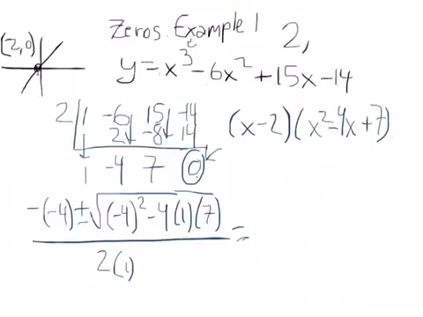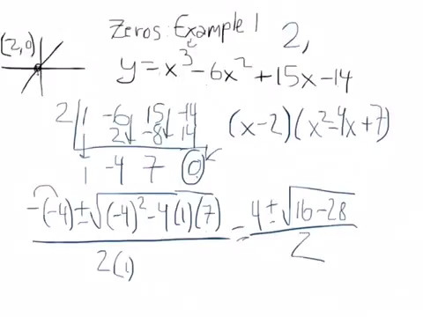Now I'll do a little bit of arithmetic. Negative negative 4 is positive 4. Plus or minus. Negative 4 squared is positive 16. 4 times 7 is 28, so minus 28. And that's over 2. I'll keep going from there. That's going to be 4 plus or minus, the whole thing's over 2. 16 minus 28. What's that? Negative 12.